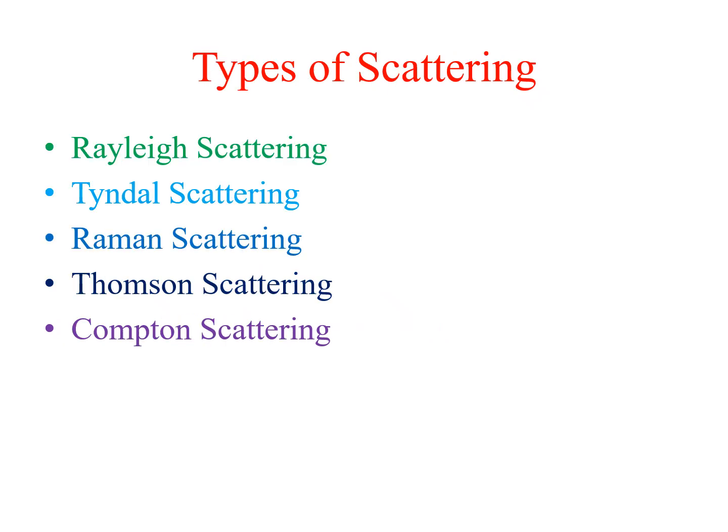Light scatters in various ways, depending upon the medium and the particles present in the medium, out of which there are a few mechanisms that explain these various scatterings. Examples: Rayleigh, Tyndall, Raman, Thomson, and Compton scattering.